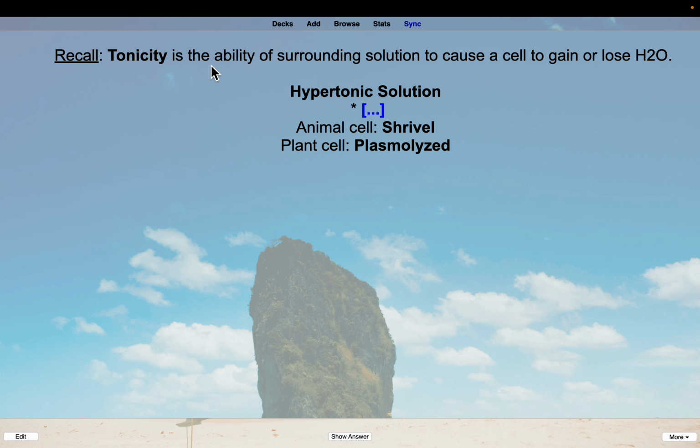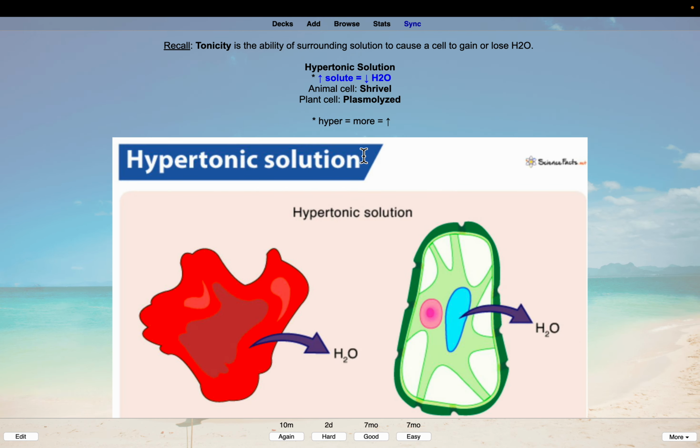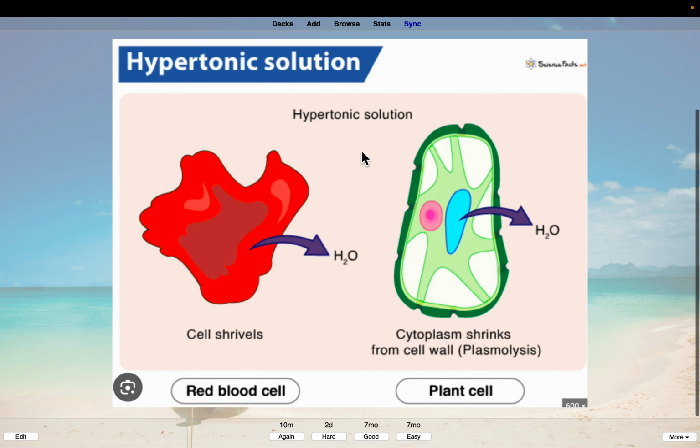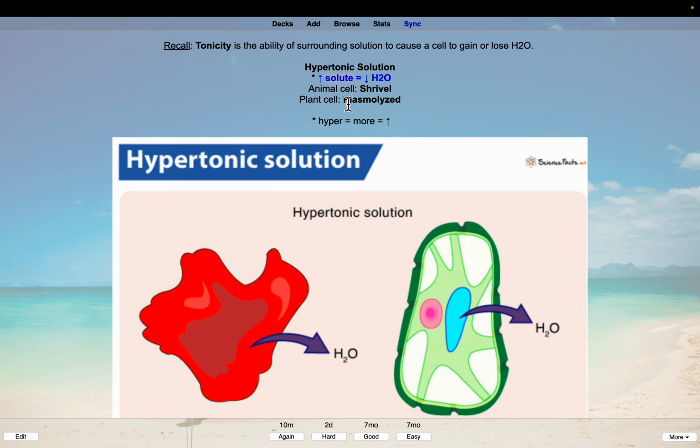Okay, recall. The tonicity is basically the ability of surrounding solution to cause a cell to either gain or lose water. So in a hypertonic solution, higher solute, lower water. So that's the proportion. In an animal cell, it shrivels. For a plant cell, it gets plasmolyzed. Okay, too much salt, basically, too much solute.